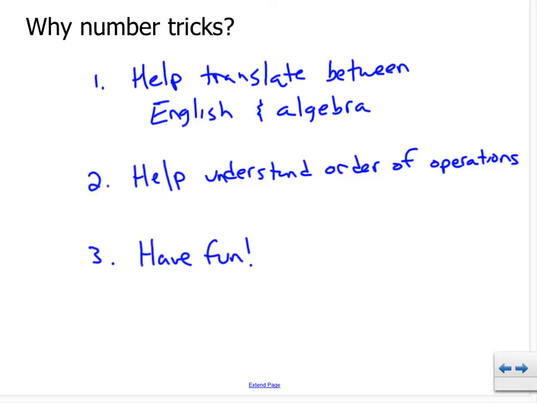Hey, do you think you know what undoing the order of operations will do for us? And the last thing is that number tricks are fun. You get to plug in some values. You might be able to stump a friend on it. So it's definitely some cool things to do. So check out these number tricks. It's order of operation practice.